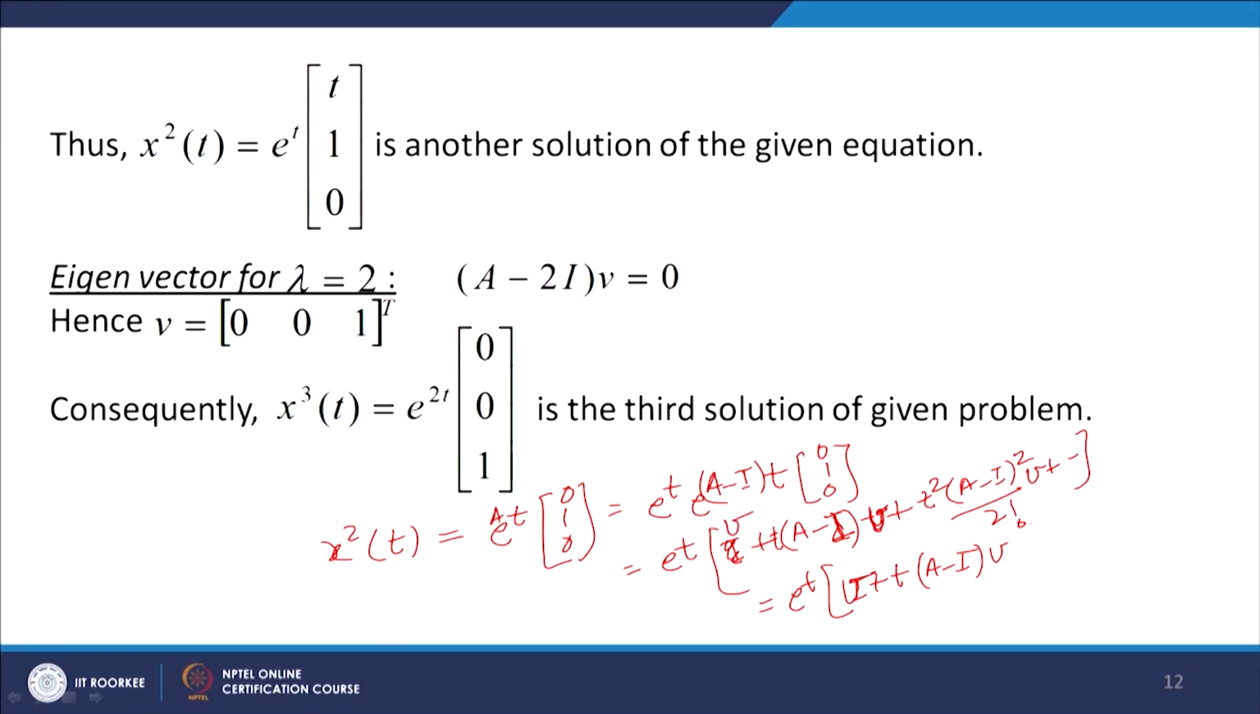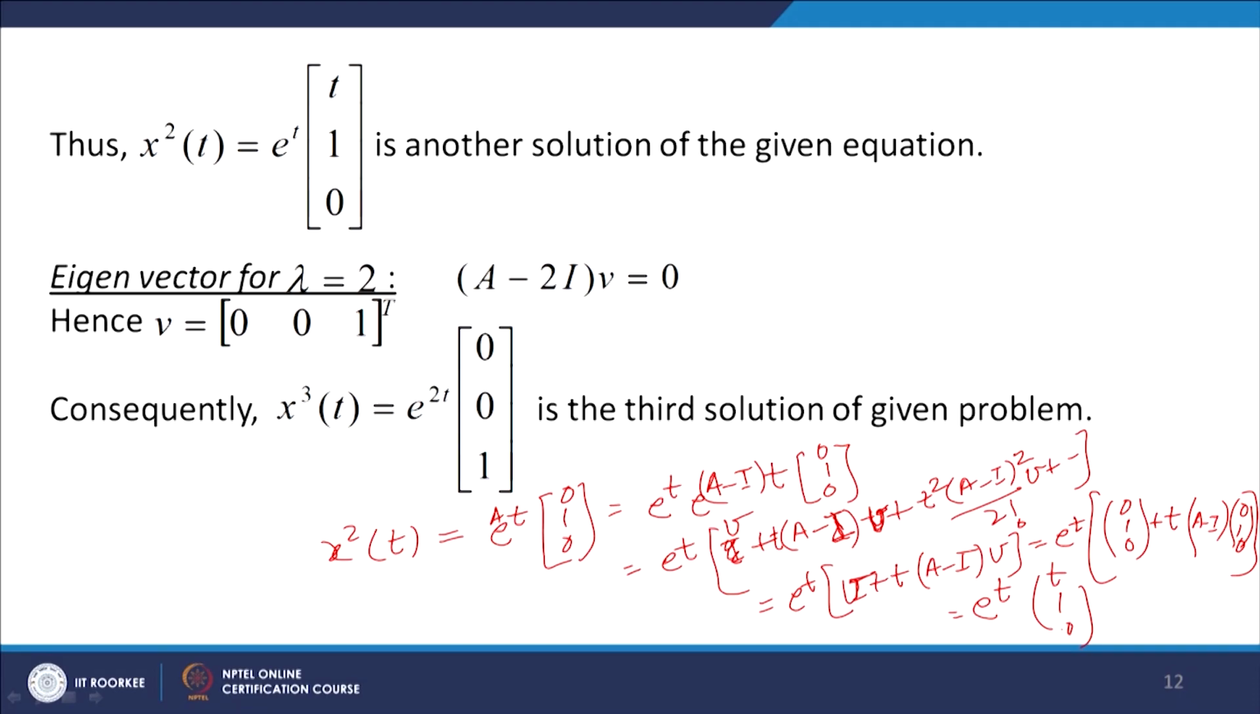Okay. So, what we get is e to the power t, then we have b is (0, 1, 0). So, (0, 1, 0) plus t times (A minus I) into b, you put the value of A minus I here, b equal to (0, 1, 0). What we get is e to the power t times (t, 1, 0). So, e to the power t into (t, 1, 0) is another solution of the equation.